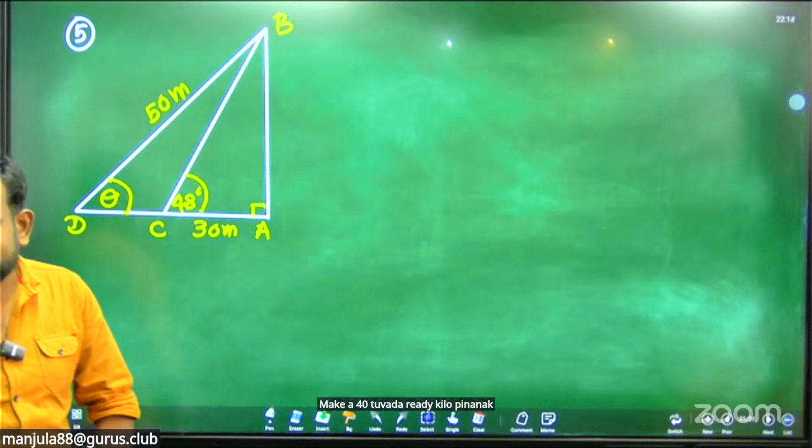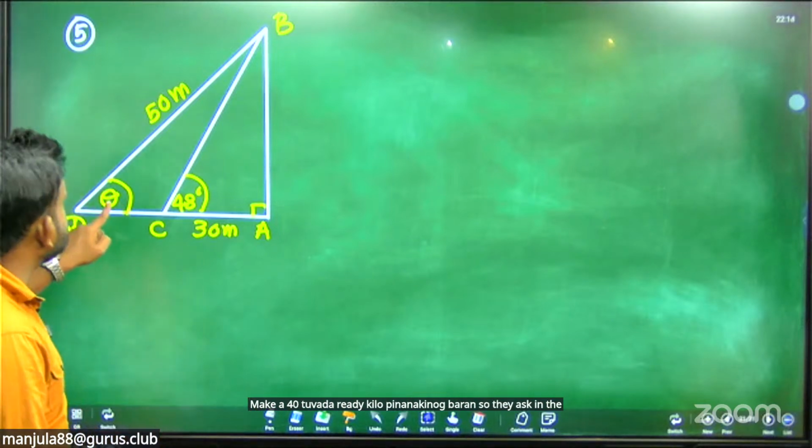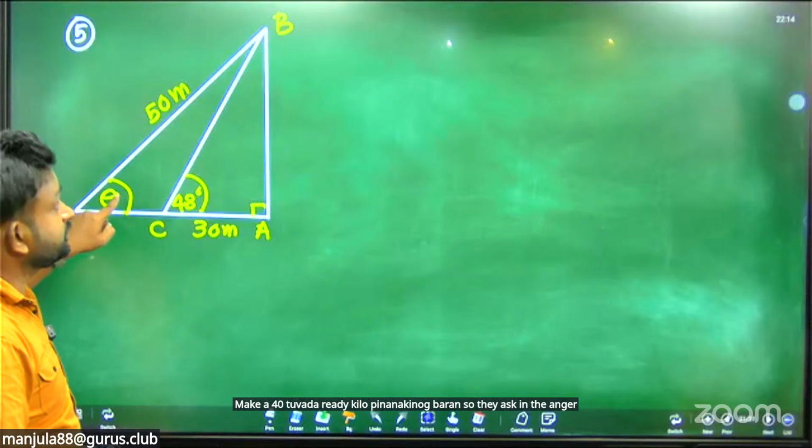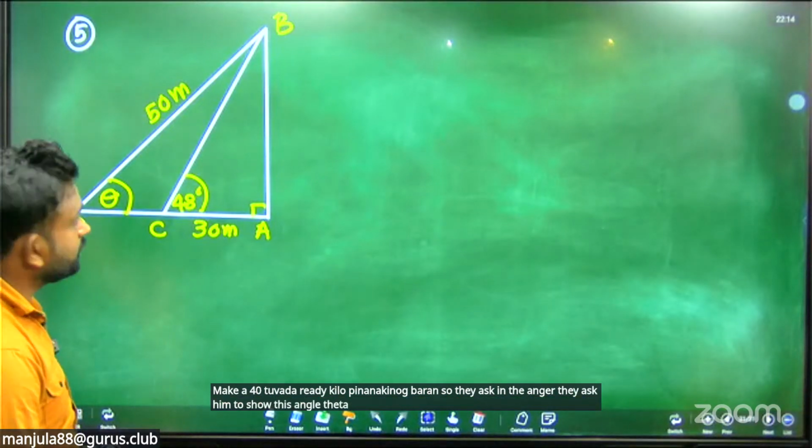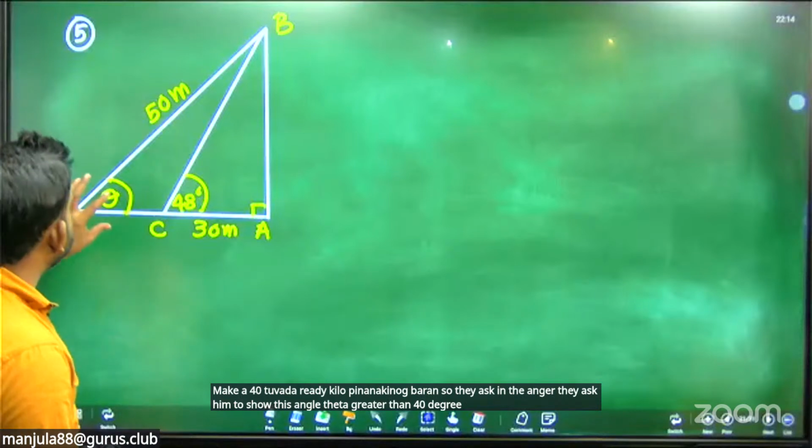So they are asking to show this angle theta is greater than 40 degree. So how to find theta?